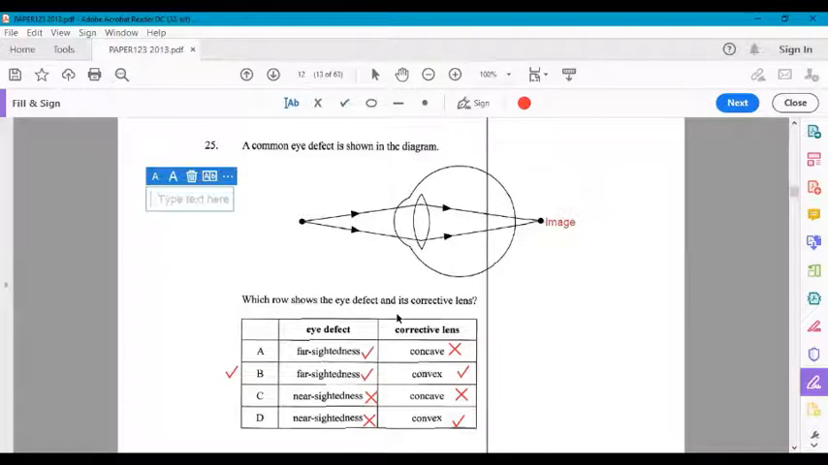Okay, so let's just write that down so we can remember. Near sight, image before retina, far sight, image after retina. Okay, I'm having my own jokes here. All right, moving on.